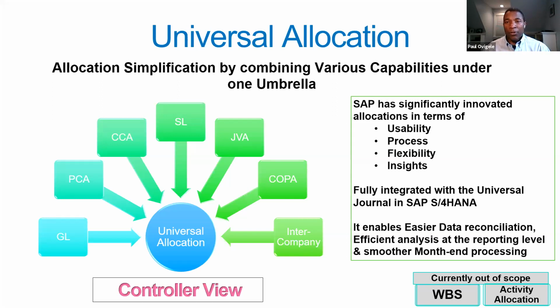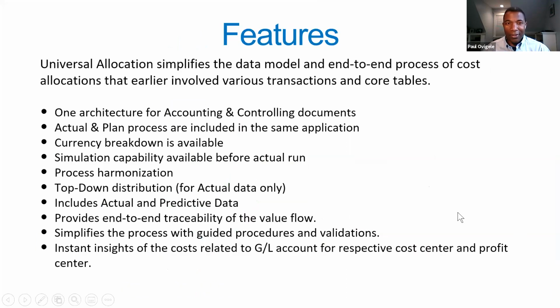That's another thing to note about universal allocation, that it's still a work in progress. Actually, everything in S4 is a work in progress, but this especially. And even though it's doing things better than ECC, as I'll tell you through this webcast, there are some things that are available in ECC that are not yet available in universal allocation. I'll mention some of those through this webcast.